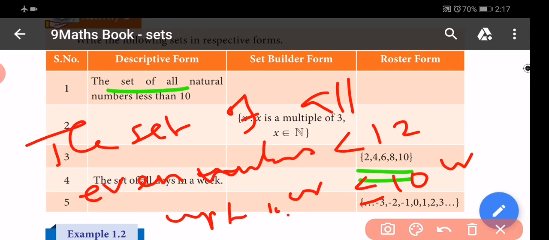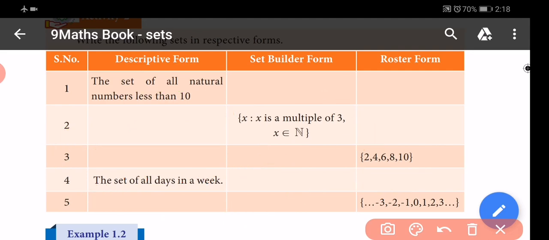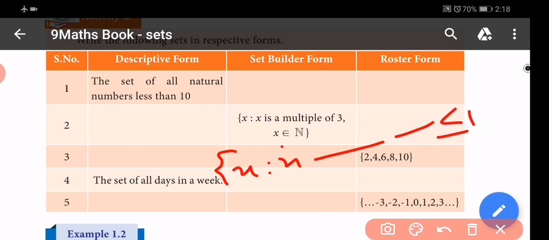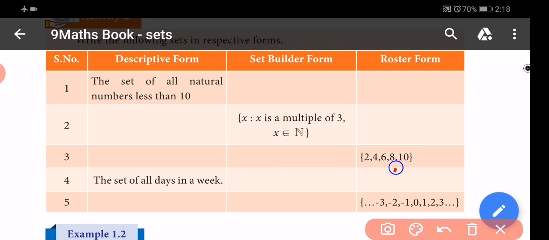So these are some methods of descriptive form. If you use any one, it is correct. And in set builder form, in the same way, for all x such that x is what? X is an even number less than or equal to 10. That's all. So this one is the third one.